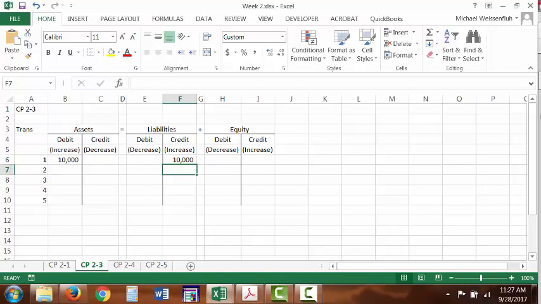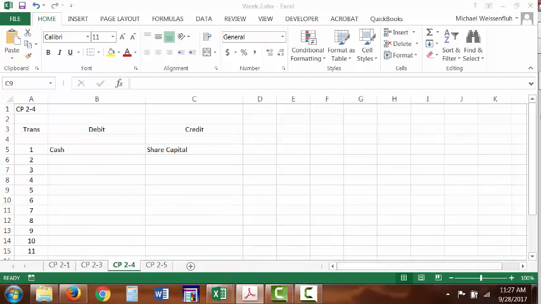Number 2, we borrowed 5,000 cash from the bank. So here again we have cash increase, which is an asset, and another liability of $5,000. So just like that. And again, here you can physically see debits equal credits, debits equal credits. They all have to equal. So whatever you do down here for the rest of these transactions, make sure debits equal credits.